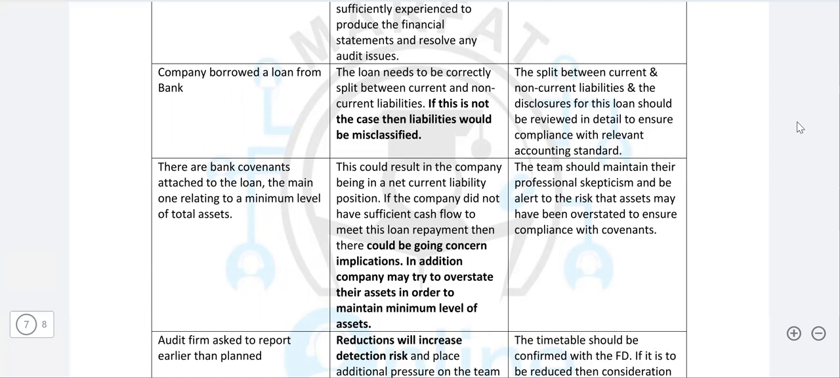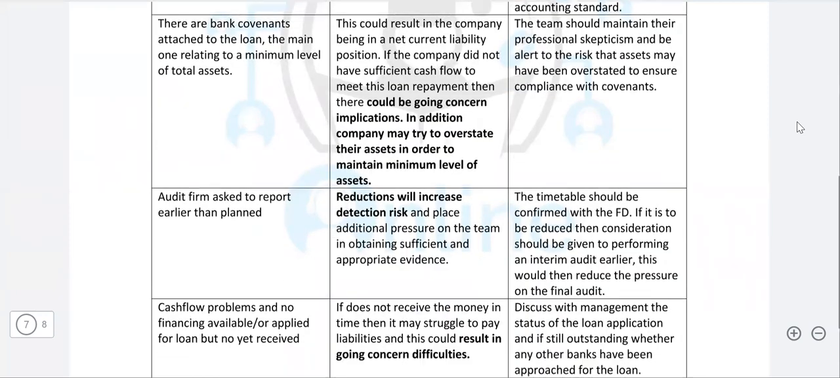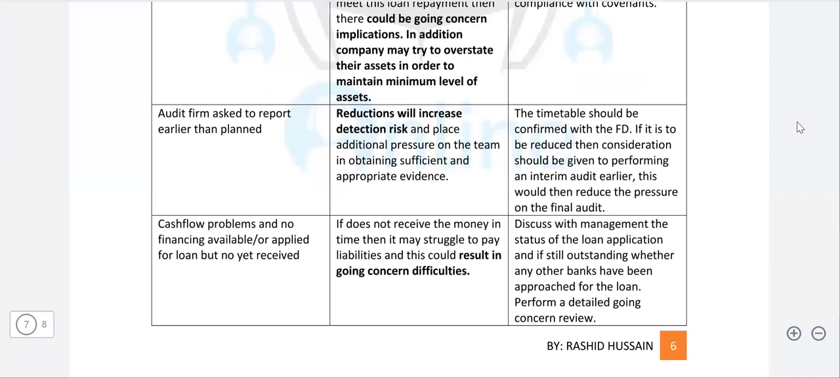So this is an audit risk, because obviously if you're not meeting the covenants, the bank will say you need to return the loans. So in order to meet the covenants, they may manipulate the financial statements. The audit firm is asked to report earlier than planned. Obviously, this will lead to increased detection risk, where the auditor may not be able to detect material misstatements if they are not spending appropriate time on the audit client. So some errors and omissions may remain undetected.